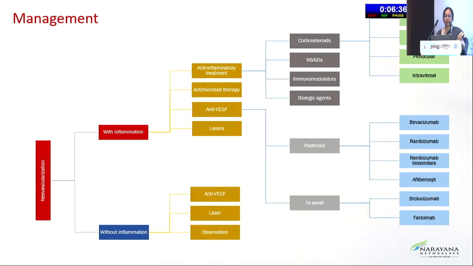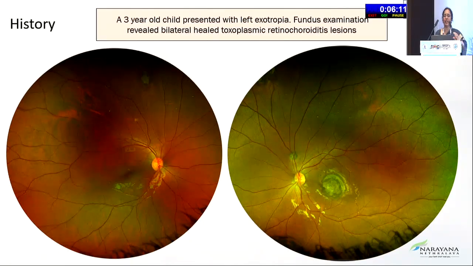And anti-VEGF agents, the preferred ones are Biosimilar, Ranibizumab, Biosimilars, and Biosimilar. Next, the Biosimilar and Ranibizumab can increase intraocular inflammation in uveitic eyes. Without inflammation, if they have neovascularization, anti-VEGF will be the first drug of choice, followed by laser photocoagulation. We'll move on to the case examples.